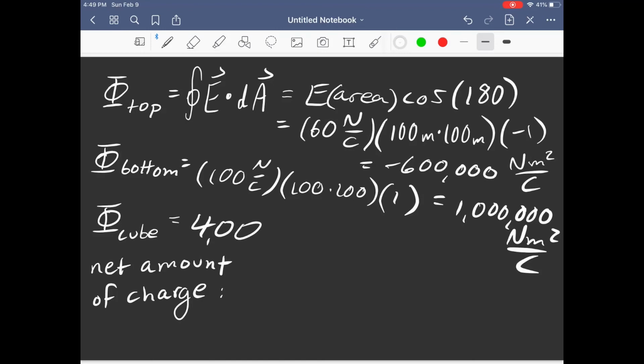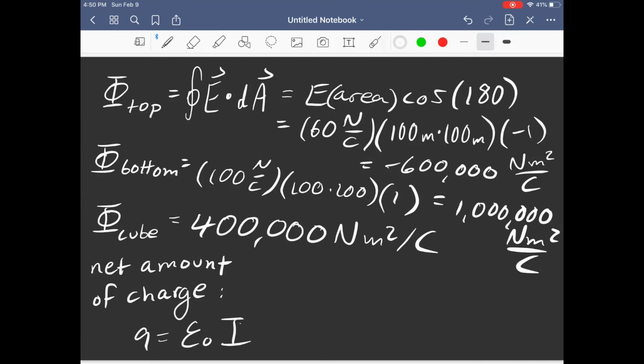You get 400,000 newtons meters squared per coulomb. Now we can calculate the net amount of charge. So that's just Q equals epsilon naught times the net flux going through the cube.